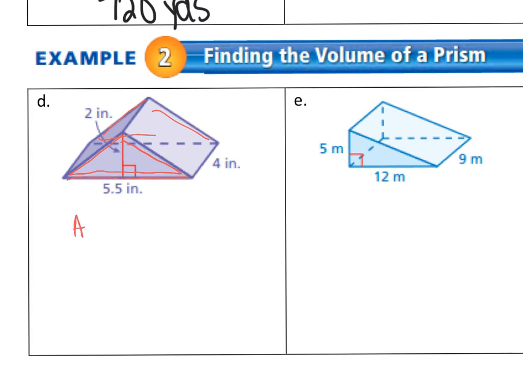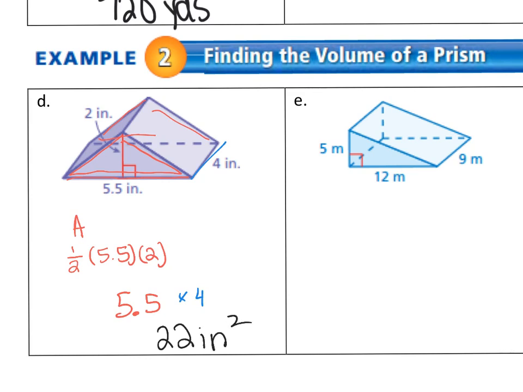So you have to find the area of the base first, which is a triangle, so it's 1/2 times 5.5 times 2. When you calculate that out, 5.5 times 2 is 11, and when you divide by 2, you should get 5.5. And all you have to do from there is multiply it by that height of 4. Your volume will be 22 inches squared. Excuse me, inches cubed, because it's volume.